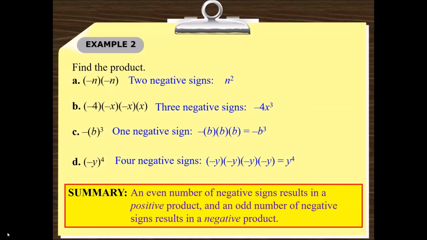To sum up, please remember that an even number of negative signs always results in a positive product, and an odd number of negative signs results in a negative product. So you see 2 negatives will give us positive, 3 will give us negative, 1 will give us negative, and 4 will give us positive.